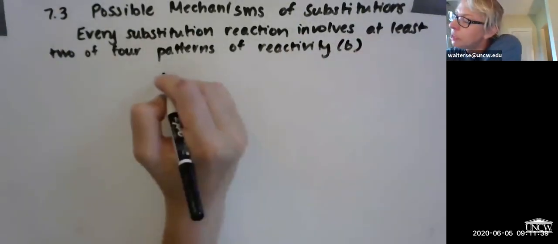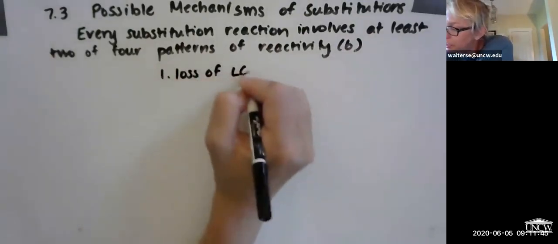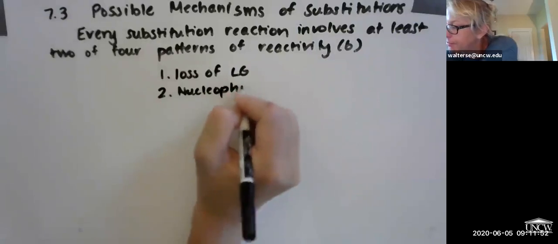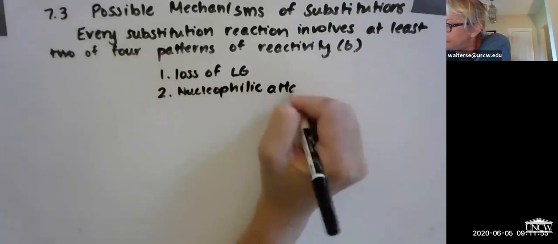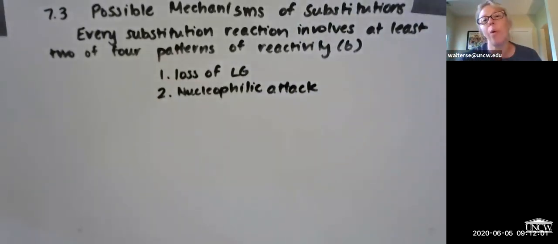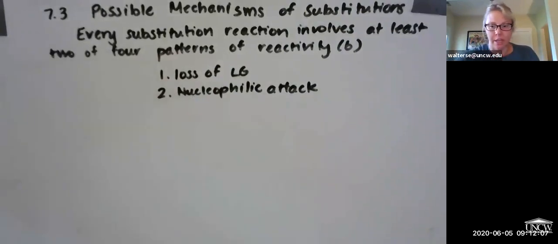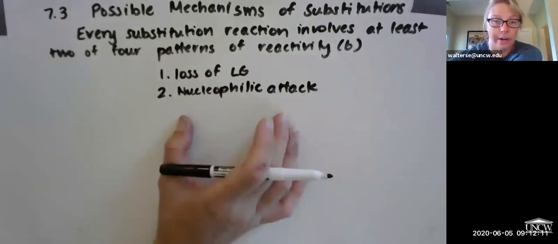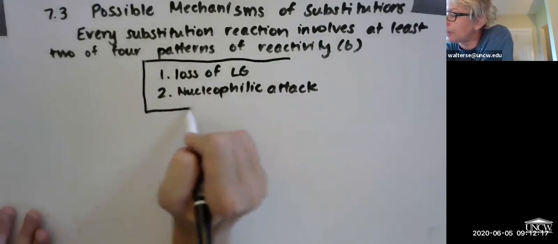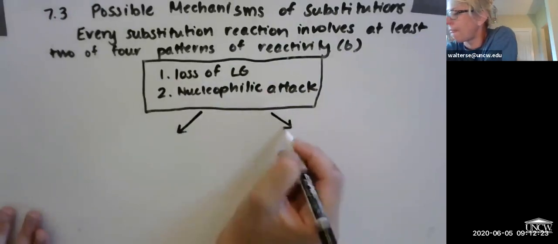Right, so the patterns are loss of the leaving group, that has to occur in a substitution reaction, as well as a nucleophilic attack. Now you may have proton transfers and you may have rearrangements, but they're not required in a substitution mechanism. These two are absolutely required. So I'm going to put them in the box.